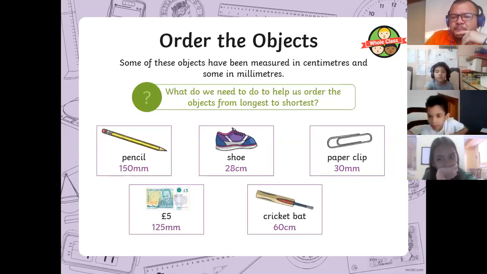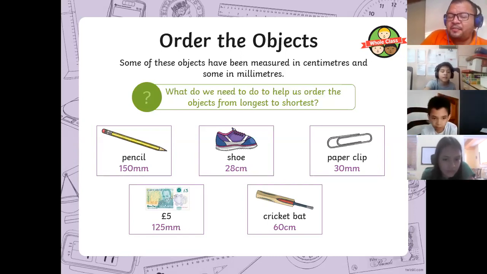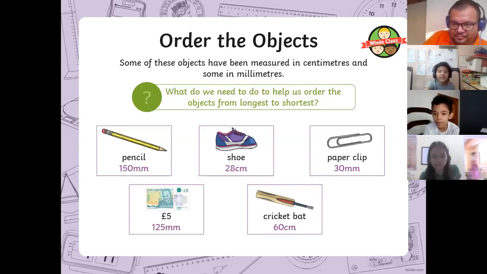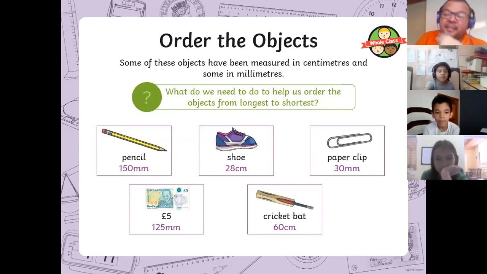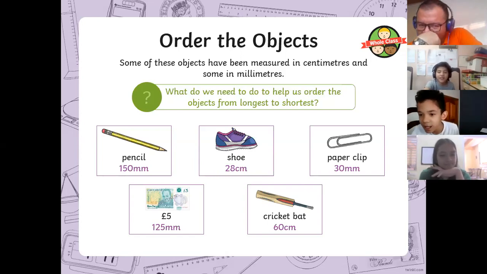The paper clip is the smallest. Then it's the 5 pounds, the British pounds. The 5 pounds is the second one. The pencil is the third one. The shoe is the fourth one, and the cricket bat is the fifth one.